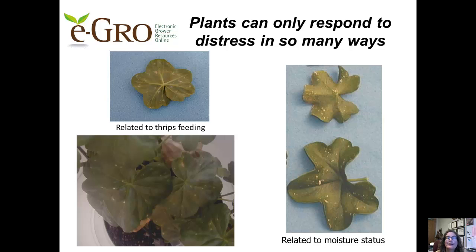And remember, plants can only respond to distress in so many ways. So when the insect pest thrips feeds on ivy geranium, as in the photos on the left, the damage may be mistaken for edema, which was caused by widely fluctuating moisture status in the ivy geranium on the right. In both cases, the callus cells seem to be a wound healing response for this ivy geranium species.